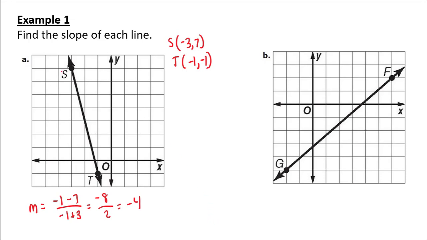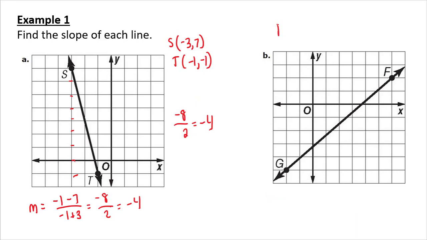And yes, you could count that. Okay, rise over run. So I go down 1, 2, 3, 4, 5, 6, 7, 8. So I have a change of down 8. And then to get to t, I go over 2. So looking at the picture, that confirms it. But again, I want you guys to be able to use this formula.